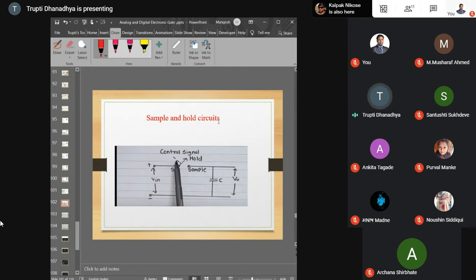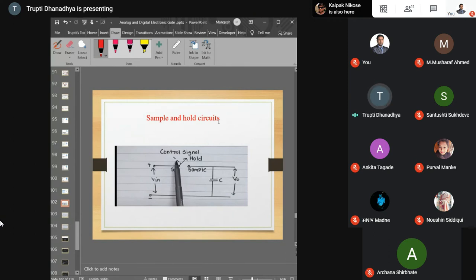In the circuit diagram, you can see one Vin is present and one output is present. In between, a capacitor is connected, and one switch is connected to the line between the capacitor and input. Why? Because by using this control signal, we can charge or discharge our capacitor.